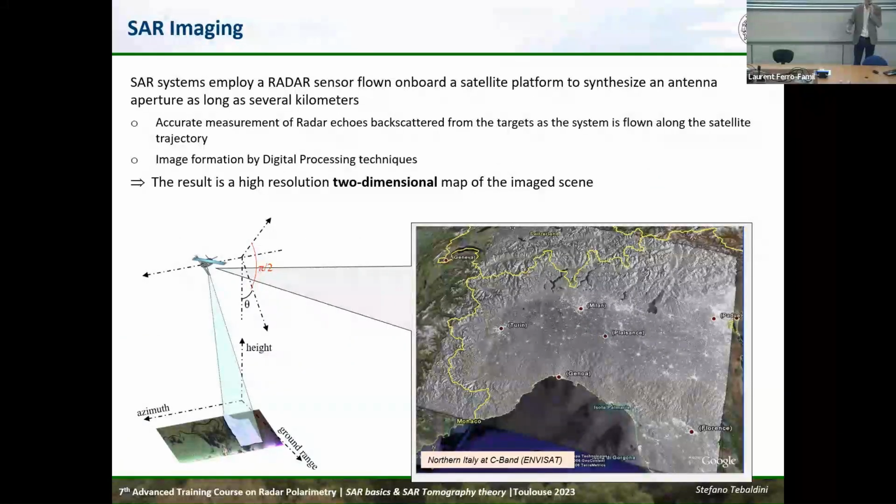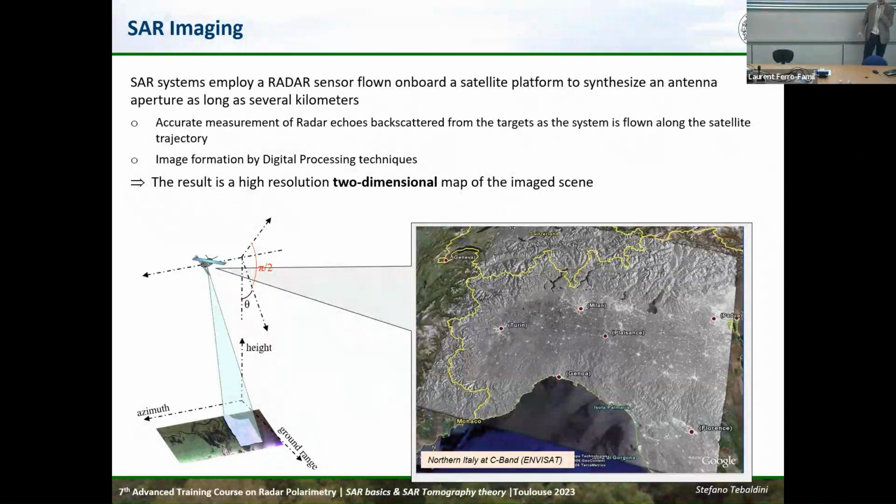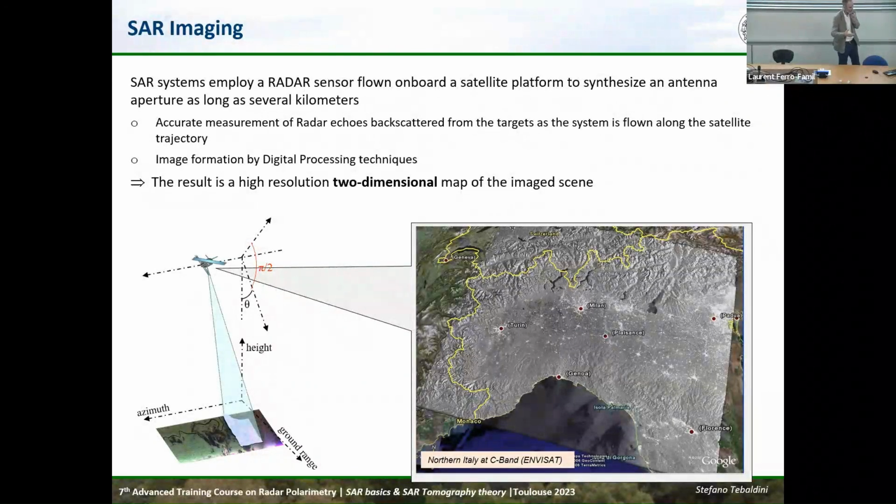Now, we talk about SAR. What is a SAR? SAR stands for synthetic aperture radar, and it is basically a radar. Broadly speaking, let's say it's a normal radar that is just installed onto a moving platform. As the platform moves, a platform like a satellite, or it can be a car, an aircraft, a drone, whatever you like, the radar transmits its signals and receives the backscattered echoes.